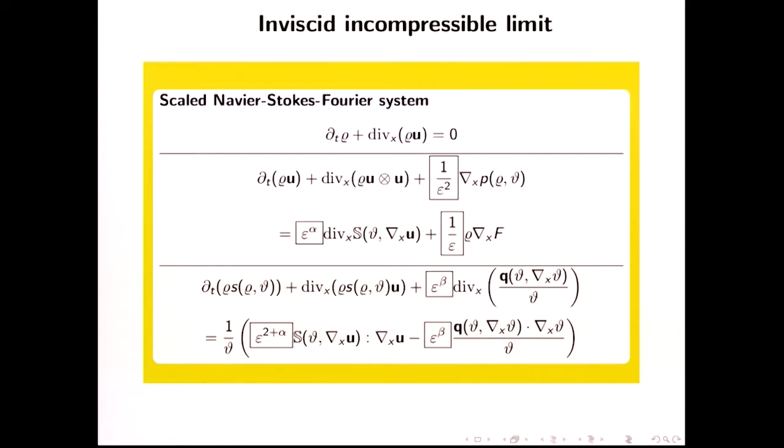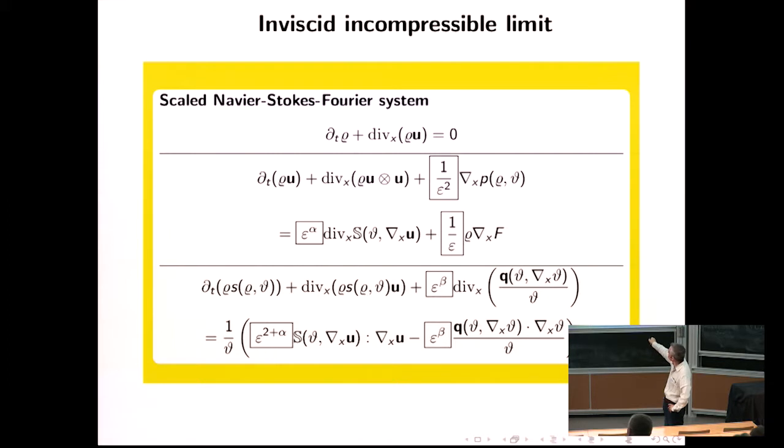As you may guess, epsilon will be 0 in the limit, so this right-hand side will be a large force, but not so large compared to the Mach number here, or not so small. This epsilon square is definitely smaller than epsilon here. And we also scale the heat conductivity here with epsilon to the power beta. And in the entropy production, we get the corresponding scaling. This scaling is not some extra new scaling. It just comes from the fact that we scale the Reynolds number and Mach number in the same way.